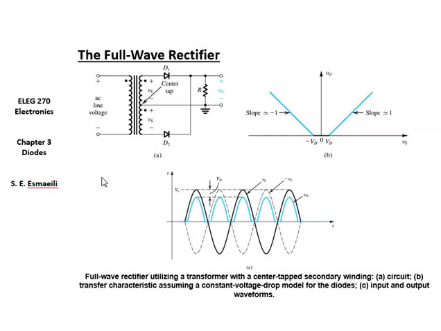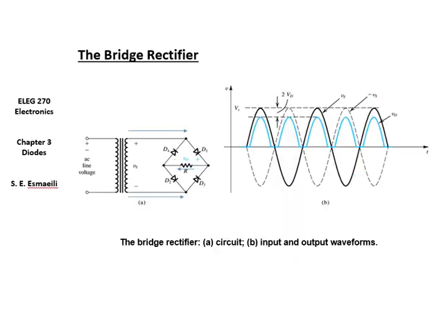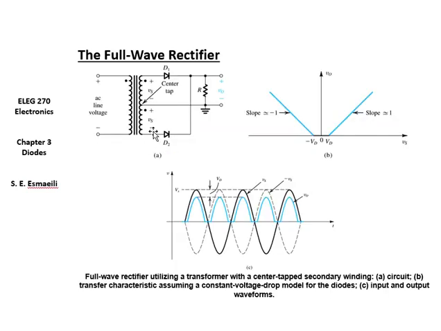Right after that, in lecture note 18, you need to go over the full wave rectifier. Okay, so I have explained for you two different methods to create a full wave rectifier. One was the diode bridge, the bridge rectifier, and the other one was the full wave rectifier with a transformer, a step down transformer with two secondaries.